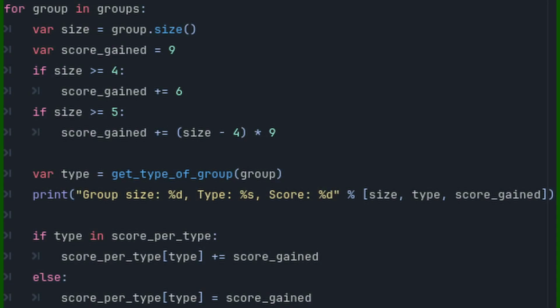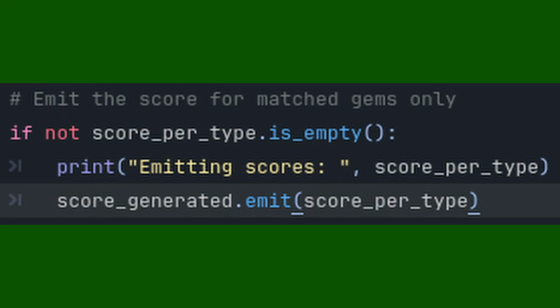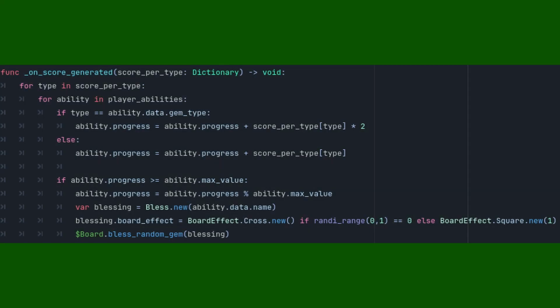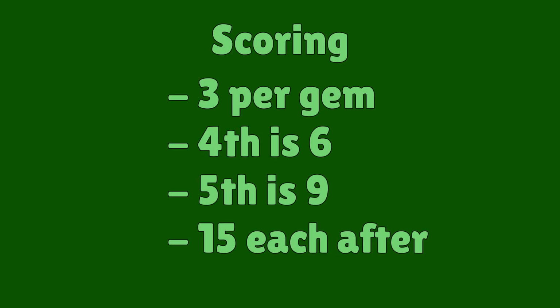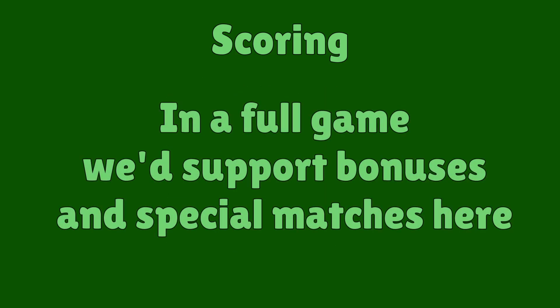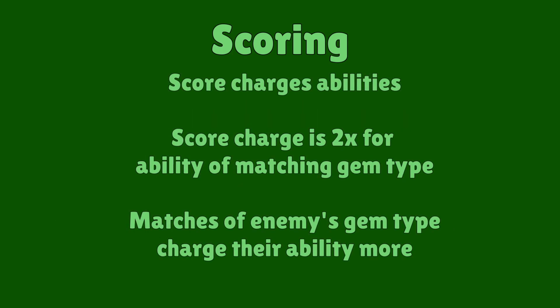Then we group all of the matched gems by type, get connected groups, and the board reports this scoring back to the battle scene, which controls the status of the player, the enemy, and their abilities. For a match of 3, we score 9, 3 for each, and each gem after that is worth more. This grouping would later be extended to support bonus score and effects for team matches and cross matches, but I held off on that.